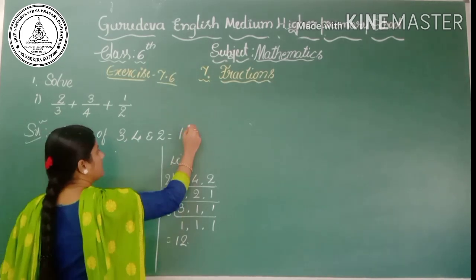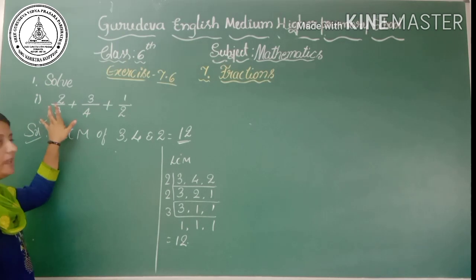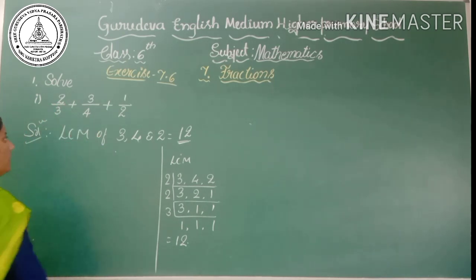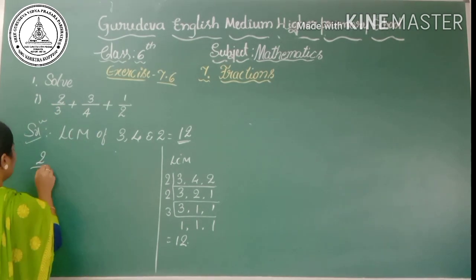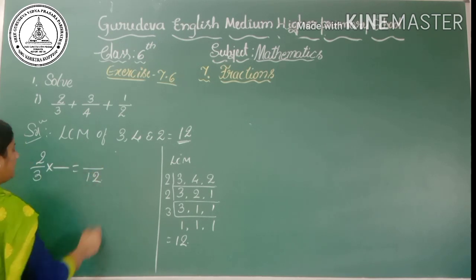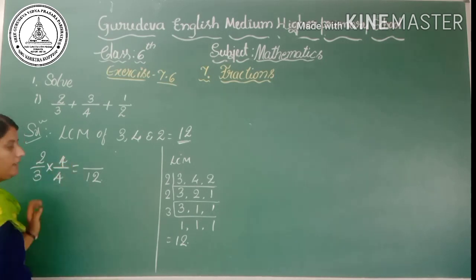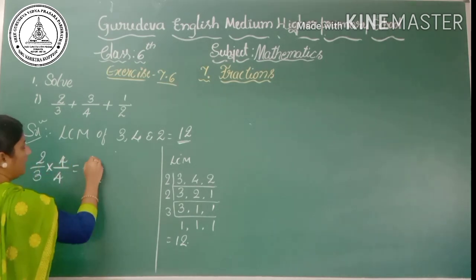So the LCM is 12. Take the first fraction and make the denominator 12. The first fraction is 2 by 3 equals dash by 12. 3 times how much is 12? 3 fours are 12. Right? Then 2 fours are 8.